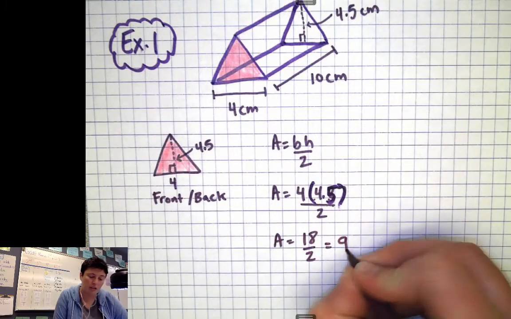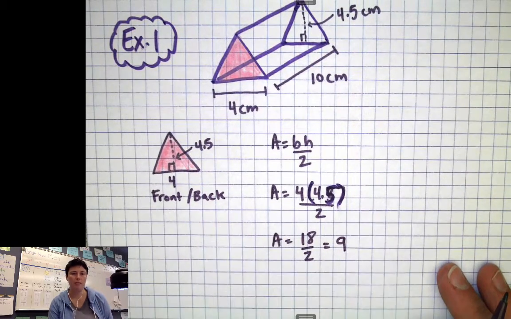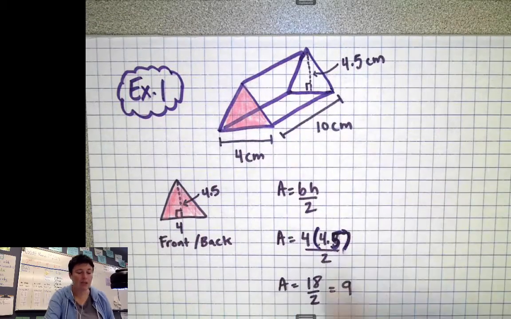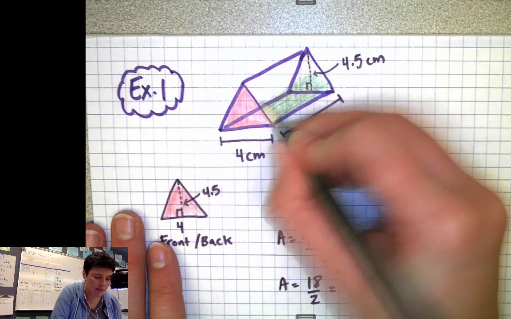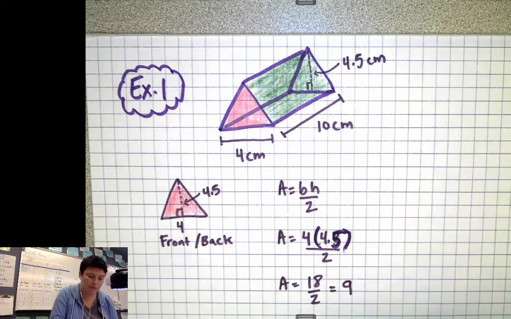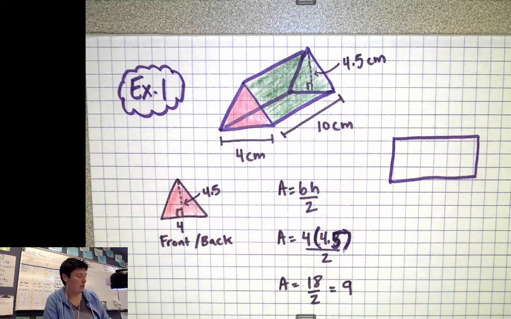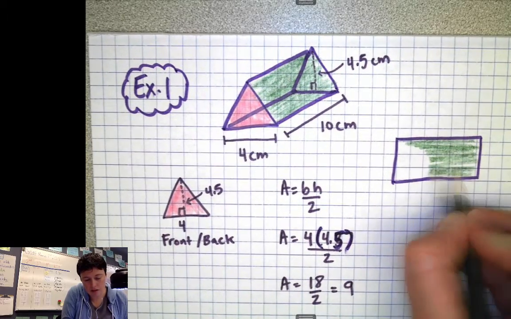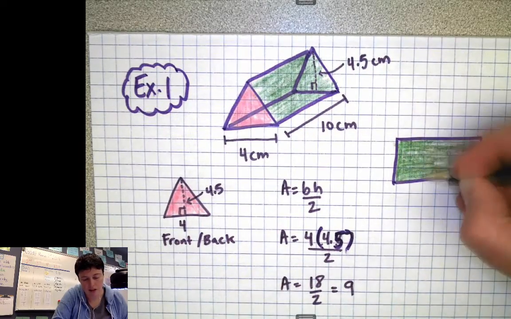So equals 9. So now we know that the area of this triangle is 9 centimeters squared, but there's 2 of them. There's a front and a back. What's left in this object that I need to deal with? Well, what's left is this rectangular side that looks kind of like this. Do you see it? Can you see the rectangular side? So I'm going to draw this rectangular side right here and probably color it to match. So I'll color this in something like this. And there we go. Sweet.